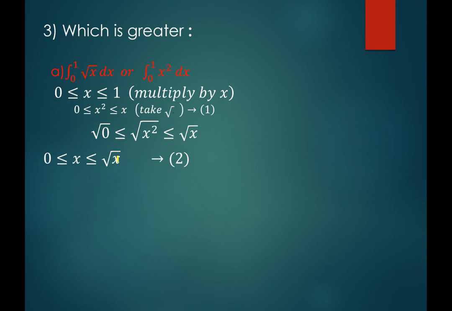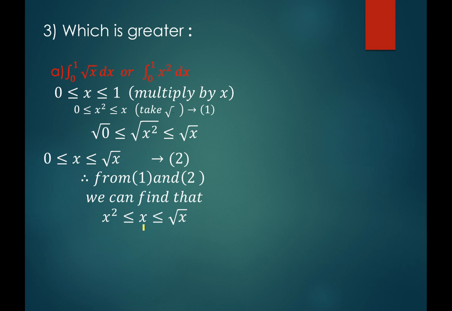If we're going to reorder them in one inequality system, we will get the following. From 1 to 2, you can see that x is in the middle, which is bigger than x squared. Watch it. x is bigger than or equal to x squared. And again, x is smaller than or equal to the square root of x. So you can build that function to say that x squared is smaller than the square root of x.